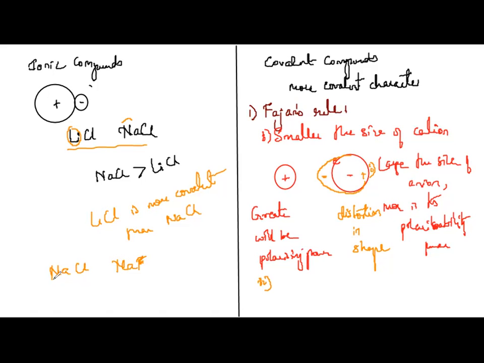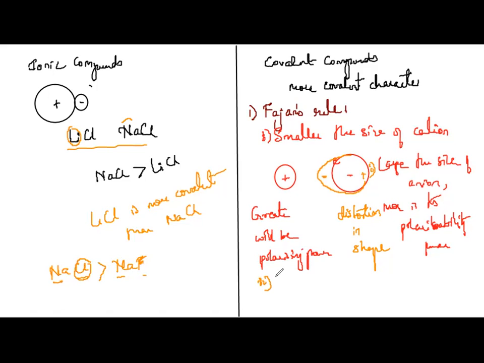So you have to look out. The cations are the same, so I won't worry. Look at the anions. Which has the larger size of anion? This one has the larger anion. So I can say sodium chloride is more covalent than sodium fluoride. Understanding? This speaks about Fajans rule.